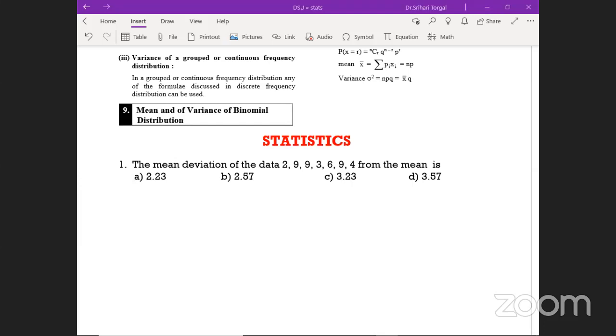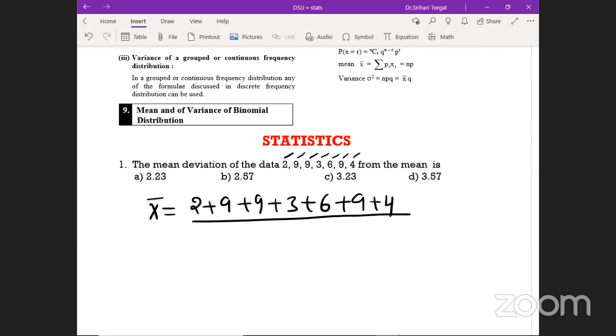Okay. What is the answer? The data is 2, 9, 9, 3, 6, 9, 4. First, you need to calculate x bar, right? What is x bar? 2 plus 9 plus 9 plus 3 plus 6 plus 9 plus 4, divided by the number of elements, which is 7, right? Now you calculate the difference.